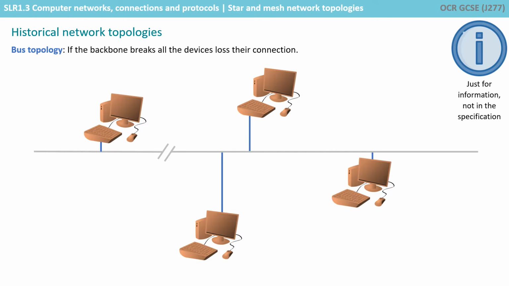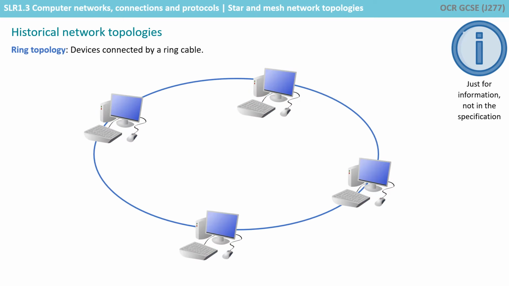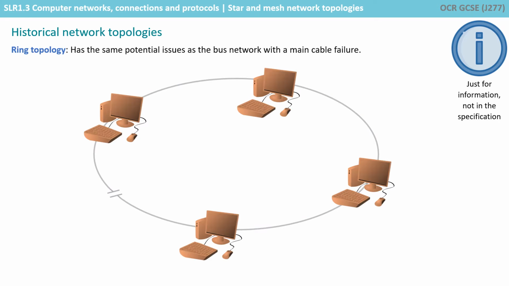One of the major disadvantages with this kind of topology is you only needed to get a break in the backbone and all the computers would lose their connection. An alternative approach would be to connect them in a ring, as illustrated here. But again, you've got a very serious problem, that if one of the connections breaks anywhere in the network, then all the computers are going to lose their connection because of the way the ring network operates.